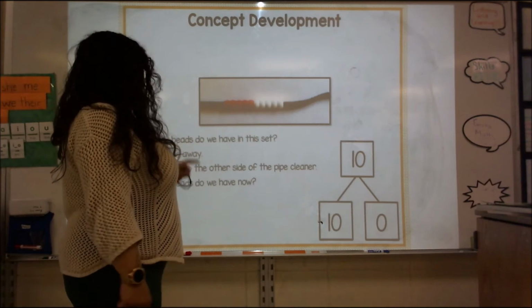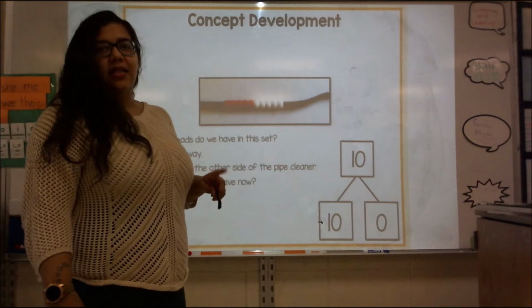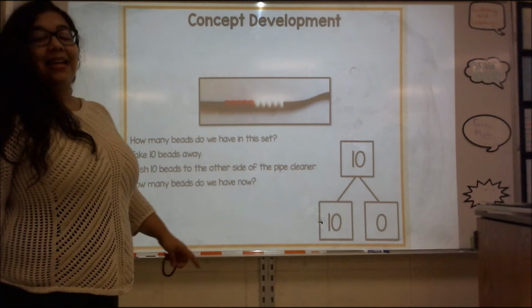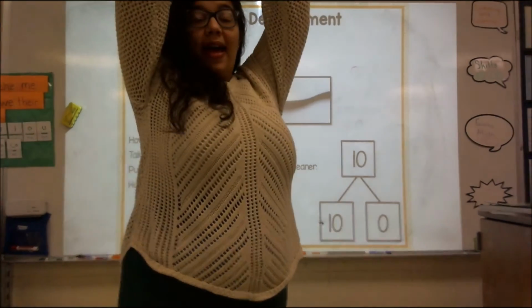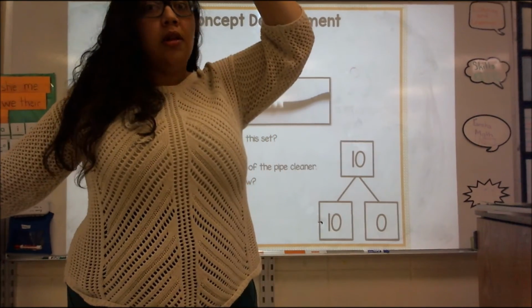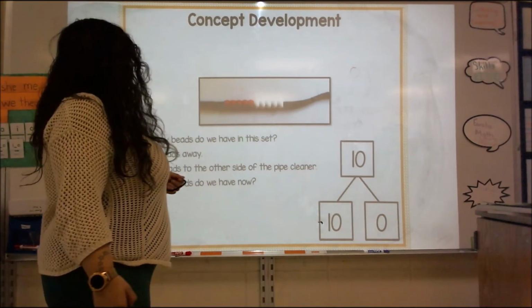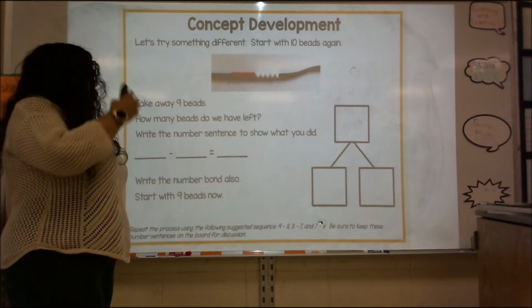So what is the matching number sentence to go with that? 10 minus 10 is equal to 0. So I have my whole, I took away all of the pieces, and I'm left with nothing. I have nothing left.